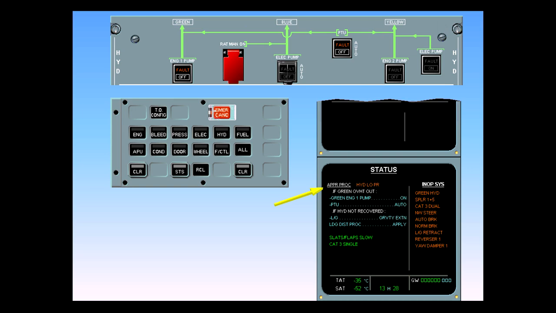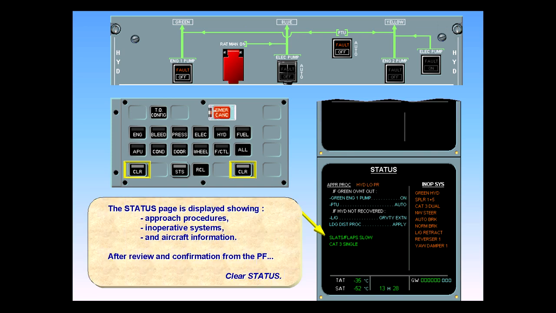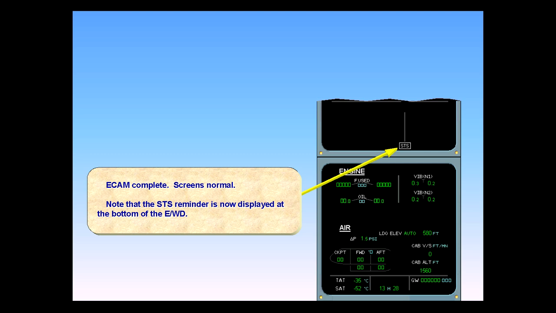The status page is displayed, showing approach procedures, inoperative systems, and aircraft information. After review and confirmation from the pilot flying, clear status. ECAM complete, screens normal. Notice that the STS reminder is now displayed at the bottom of the EWD.